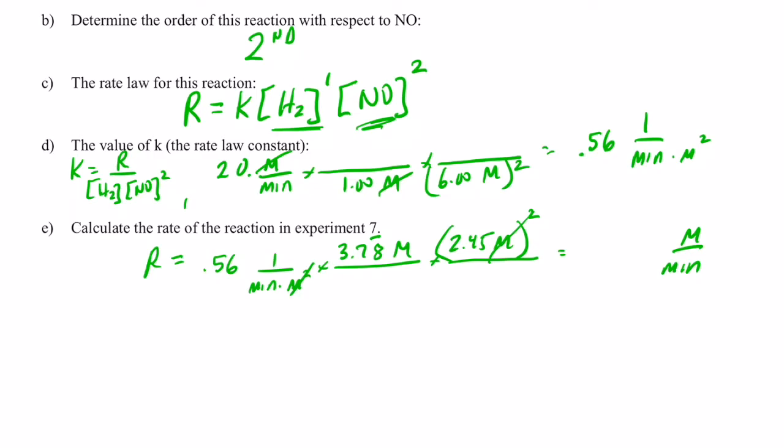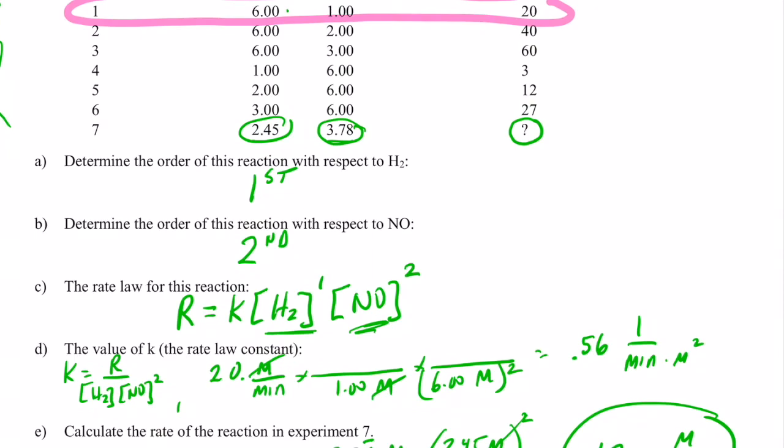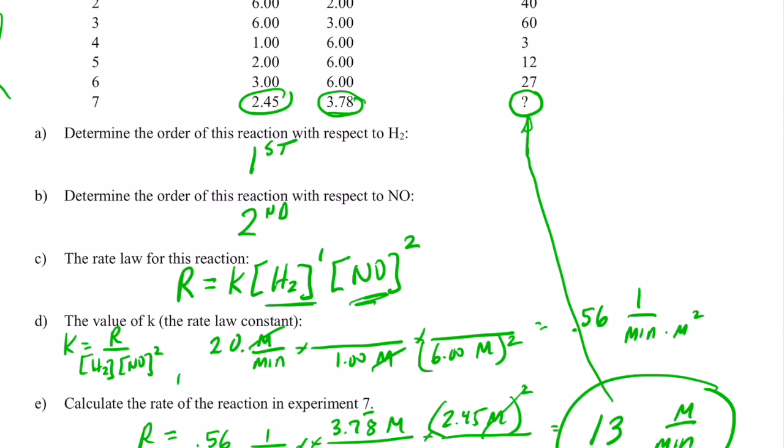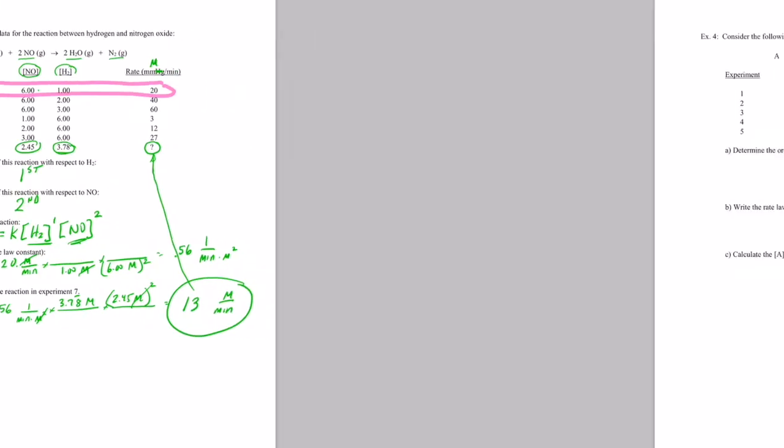So let's do the math. We have 0.56, that's our rate constant, times 3.78 times, I'm going to use my parentheses key here, kiddos, 2.45 caret key squared, close parentheses, and I get 13 molarity units per minute for experiment number 7. So I was able to find that rate without having to actually do the experiment, okay, because I knew the rate law. Alrighty?